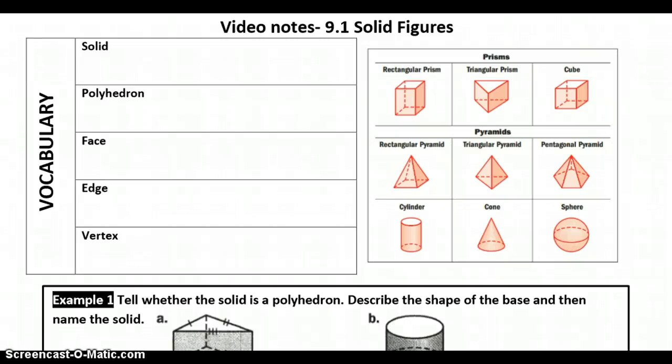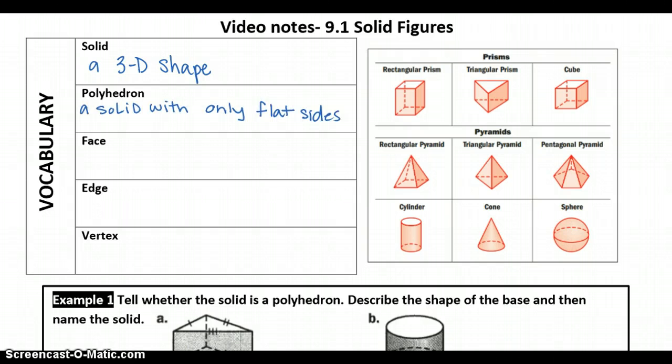Alrighty, this is section 9.1. We're talking about solid figures. So first, what is a solid? A solid is simply a 3D or three-dimensional shape. Next, what is a polyhedron? A polyhedron is a solid that only has flat sides.